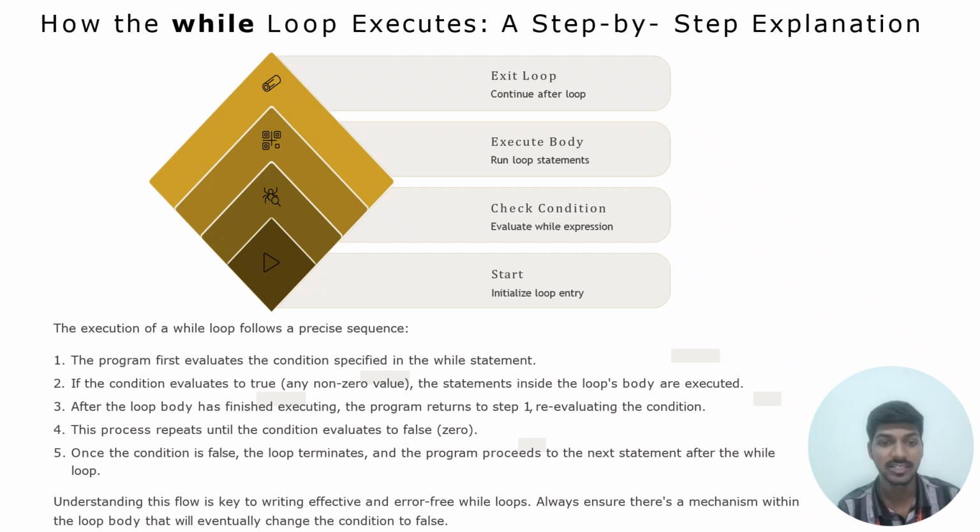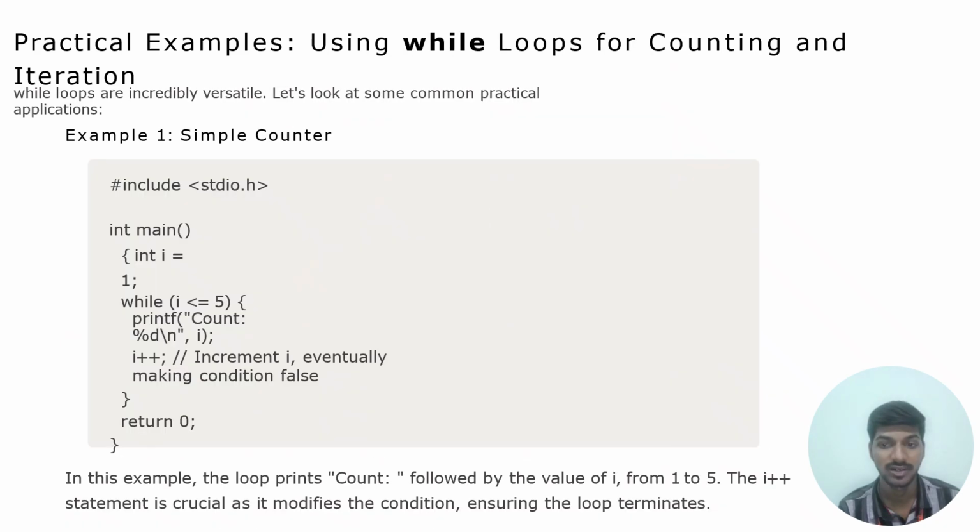The program first evaluates the condition specified in the while statement. If the condition evaluates to true, any non-zero value, the statements inside the loop's body are executed. After the loop body has finished executing, the program returns to step 1, re-evaluating the condition. This process repeats until the condition evaluates to false, 0. Once the condition is false, the loop terminates and the program proceeds to the next statement after the while loop. Understanding this flow is key to writing effective and error-free while loops. Also, always ensure there is a mechanism within the loop body that will eventually change the condition to false.